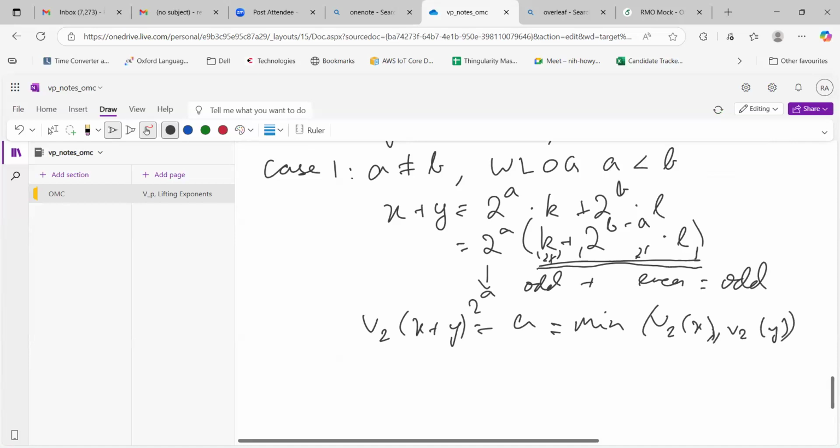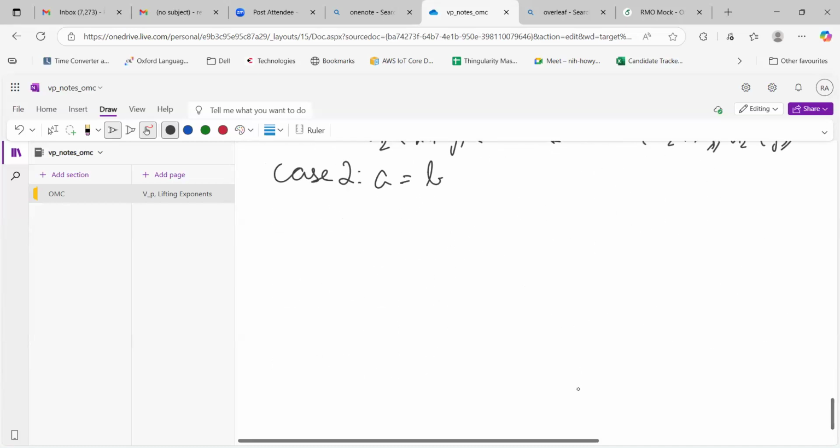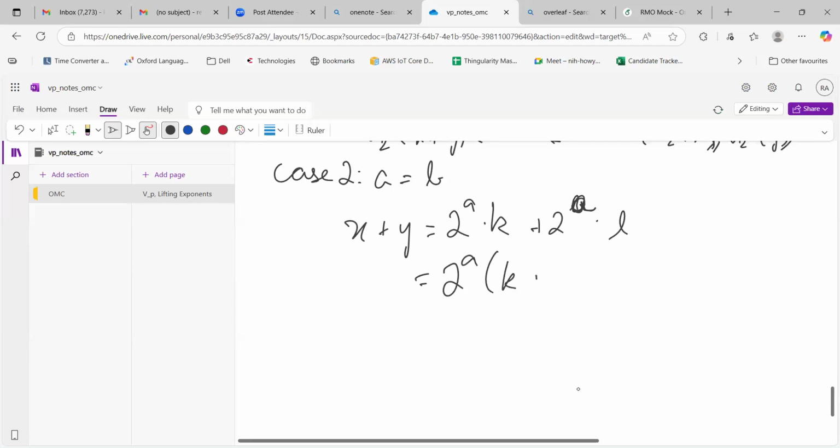Great. What if a is equal to b? What happens if a is equal to b? If they are equal, then k plus l will have to be even. Yes, so it will be greater than that. Exactly. So v2 of x plus y is greater than a, right? Because odd plus odd is even.